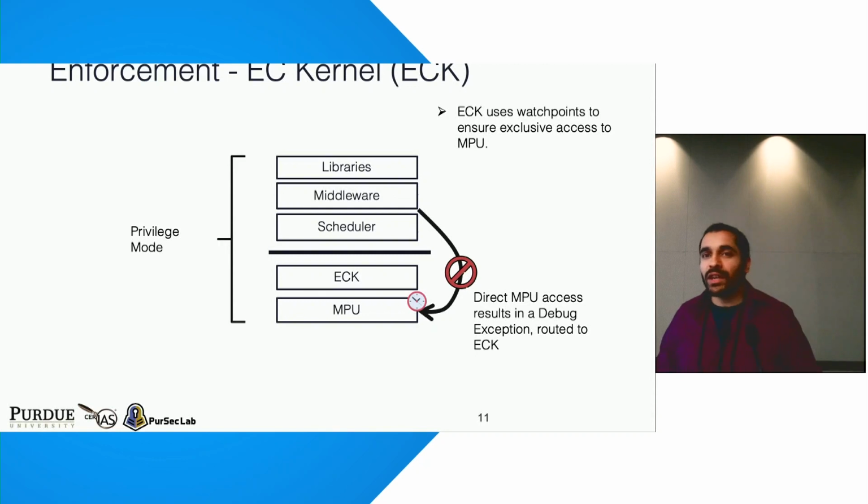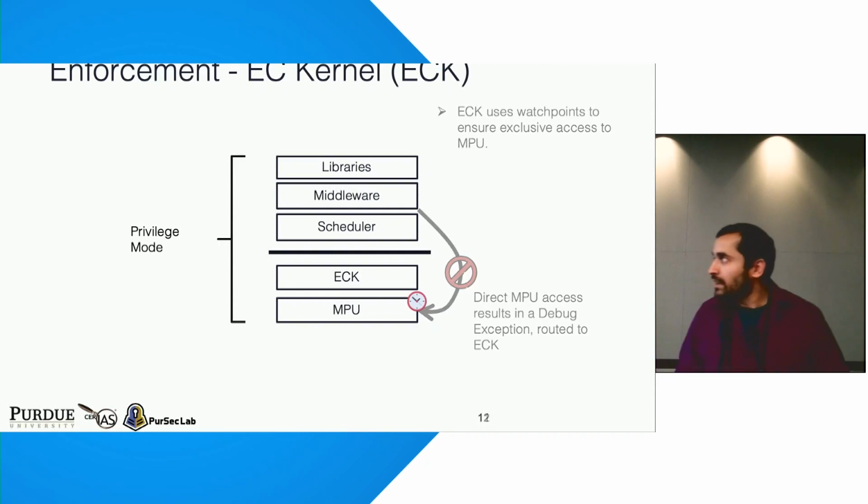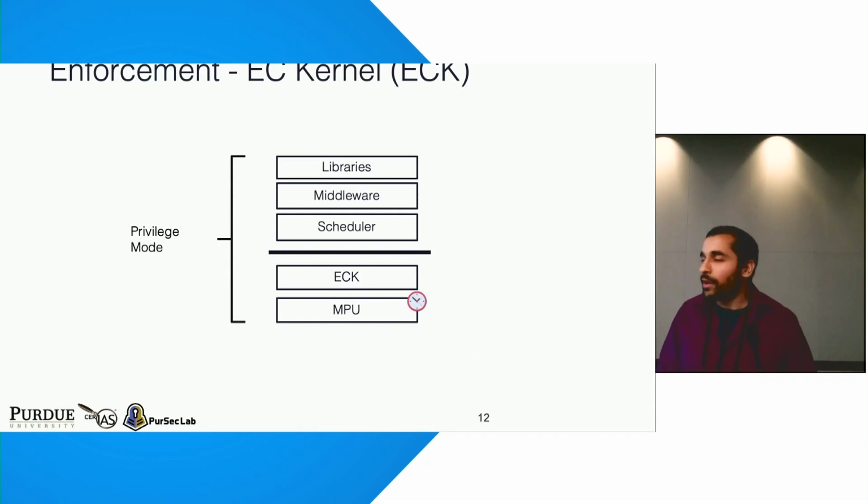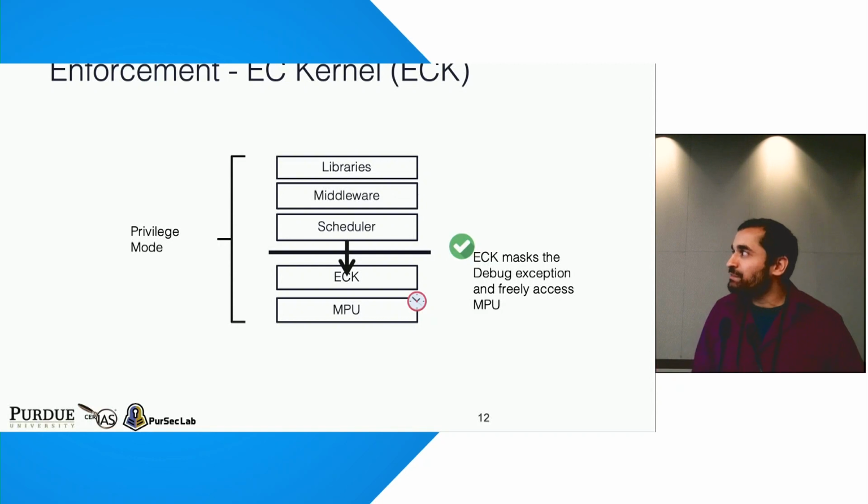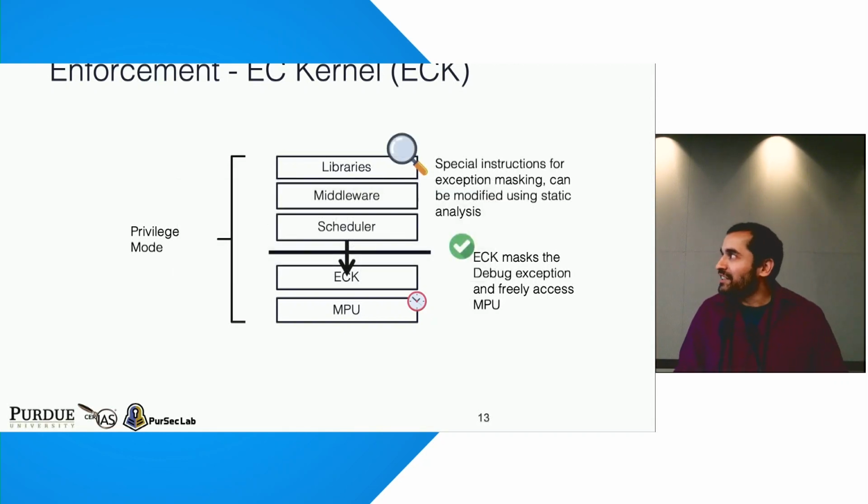So how does memory switching work in this system? The legal way to switch the compartment is that you talk to ECK. ECK masks the debug exception and freely accesses the MPU. Now you might ask, why can't the normal firmware mask the exceptions? The reason is there are special instructions for masking exceptions. Because of that, we can do a static analysis, or a binary analysis, to filter out all of these instructions and make sure that the normal firmware is free of them.